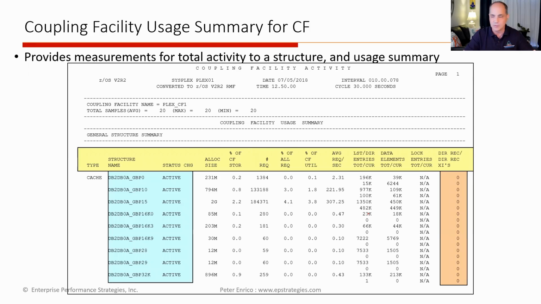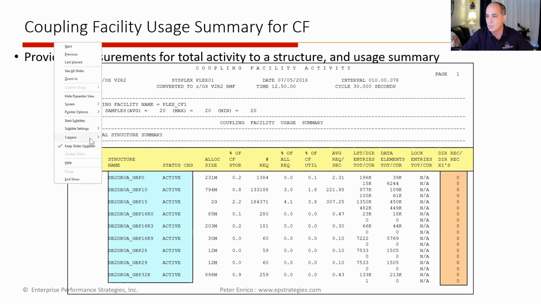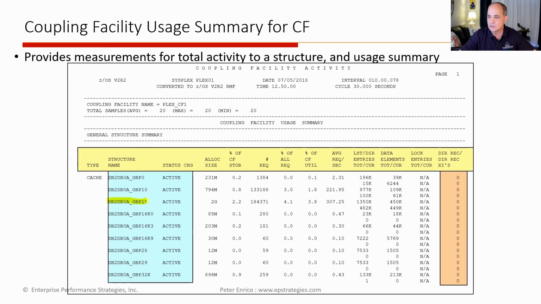Real quickly, to end the presentation, let me just say that we're going to look at this report here. Let me go back to the pointer options. For each structure, we want to understand the number of requests being made, but we also want to understand the number of directory reclaims that are being made due to cross invalidates. We want these numbers to be 0 for directory reclaims. You don't want to invalidate local buffers just because you made the directory too small for your structure.